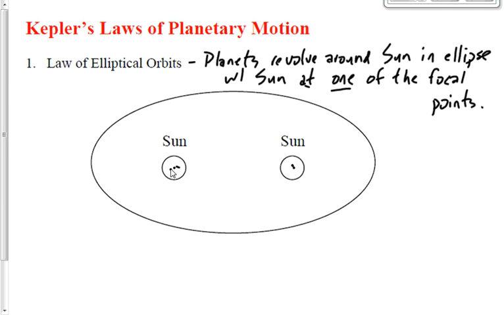Yes, absolutely. It's absolutely possible to get big ellipses. It's just that when we look at the Earth and Mars going around the sun, it's not that pronounced.